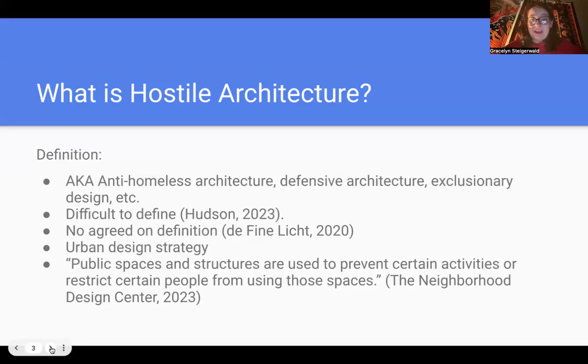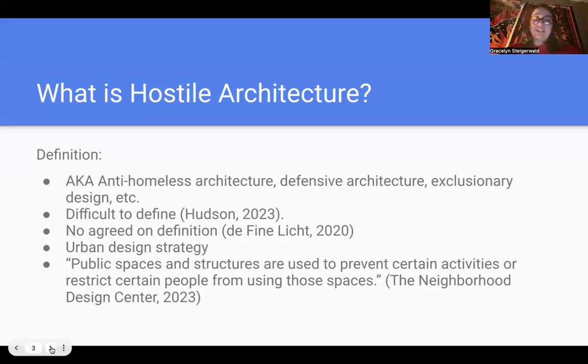And it's specified as an urban design strategy in the architecture field. So hostile architecture isn't just a concept, but it's actually a design strategy for many cities. And then a quote definition of hostile architecture. It was tough to find one throughout my research, but I pulled one from the Neighborhood Design Center. In their 2023 article, they state public spaces and structures are used to prevent certain activities or restrict certain people from using those spaces.